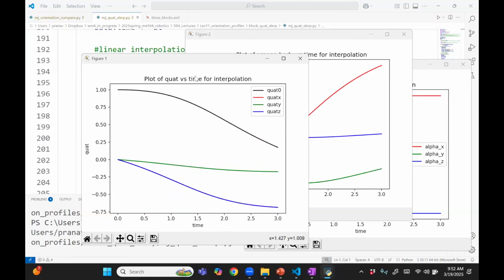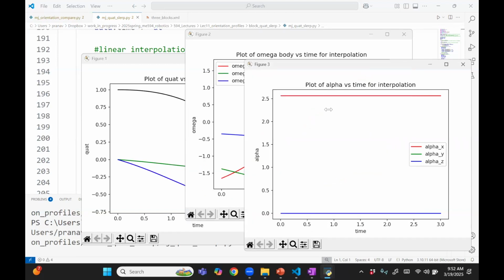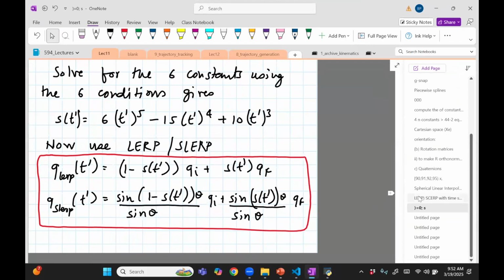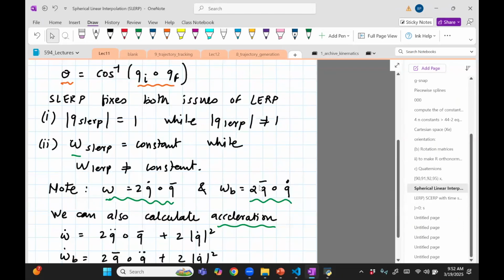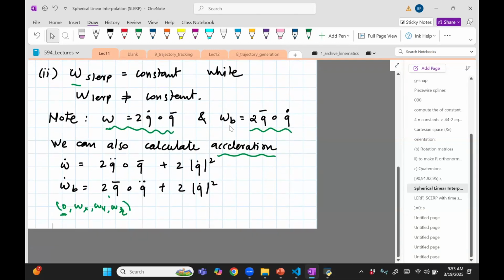Okay, there is a quaternion, omega body. I'll show you how I get that. And then alpha is actually alpha body. Okay, so how do I get these two? As I said earlier, you can compute omega if you know q and q dot by using this formula, omega body using this formula. Similarly, if you take the derivative of omega b, you get acceleration using this formula. Okay, so these are all available because you know what the quaternion dot is.